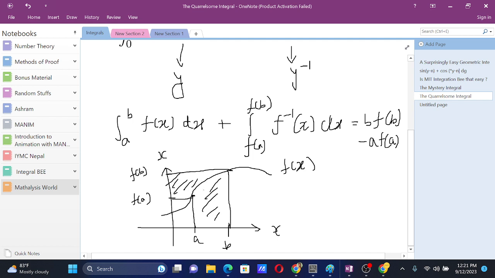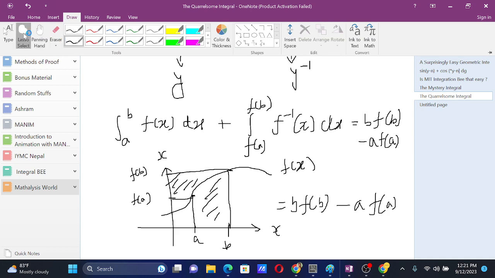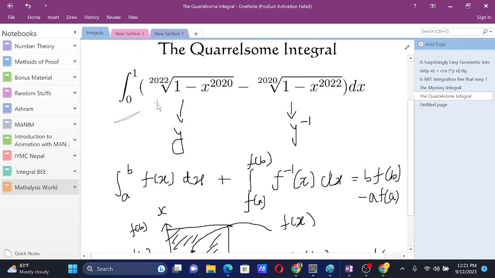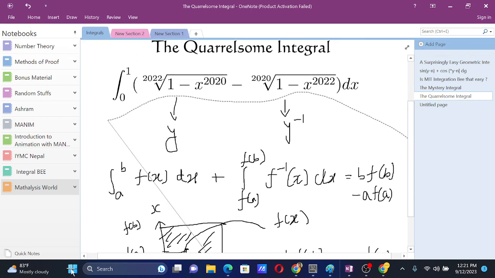Now for this area we can just subtract the area of the small rectangle from the big rectangle. That would be b f of b, the area of the big rectangle, because this is base and this is height, minus the area of the small rectangle, a f of a. So I guess now we see why this happens. After this, we are ready to answer this problem.